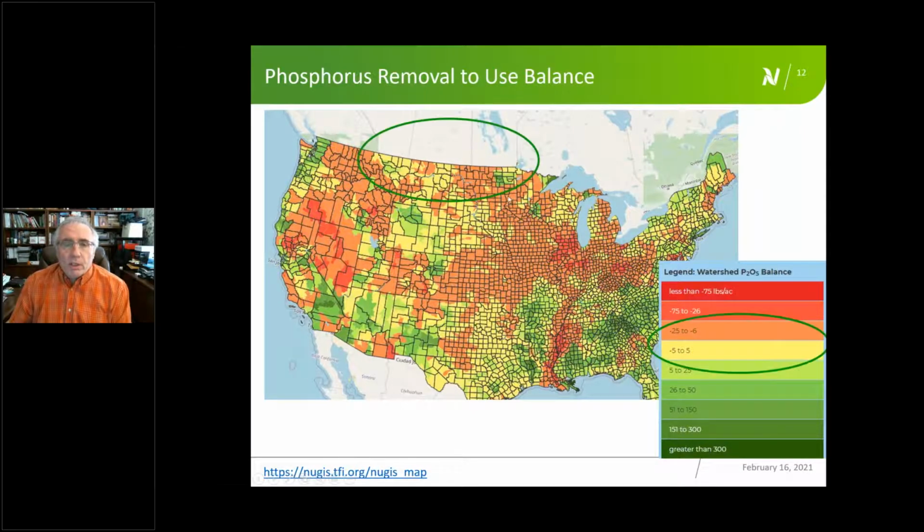So when we look at this here in the northern plains of the US, we have these areas marked in yellow that are approximately in balance. In other words, we're removing about the same amount of P2O5 that we're applying in fertilizer and/or manure. But there are also these orange areas where we're actually removing more than is being applied.